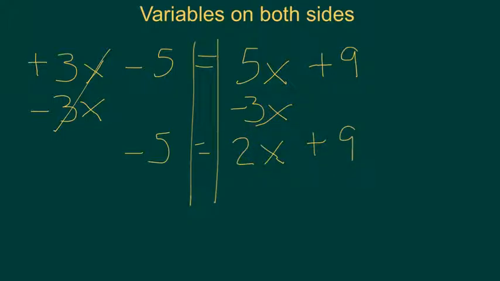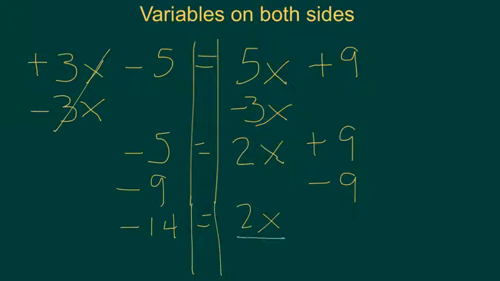Those are my 2 steps. First, take care of the 9 by doing the opposite order of operations. Instead of adding, I'm going to subtract 9. That's going to give me negative 14 is equal to 2x. Instead of multiplying by 2, I'm now going to divide both sides by 2, which is going to give me negative 7 is equal to x.